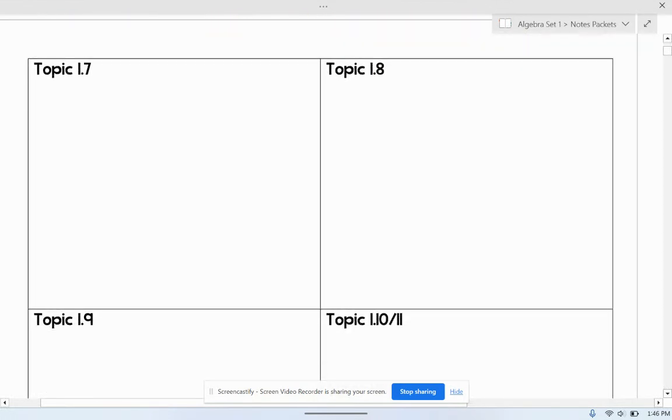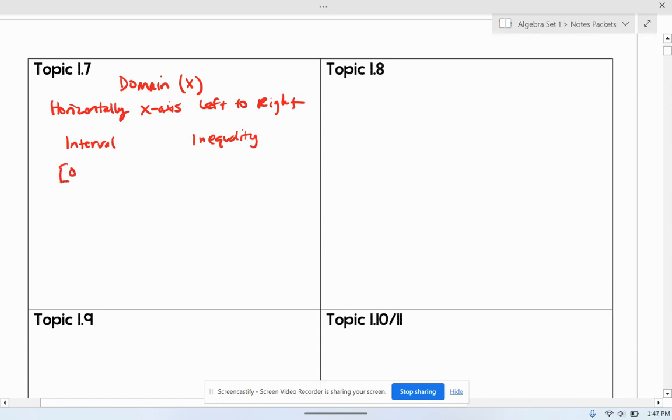Topic 1.7, domain. Domain is all x values in the function. You can find them by reading horizontally along the x-axis from left to right. Okay, you can either write it as an interval or an inequality. For example, let's say you had something like this. That would be from 0 to 4, including both items. Your inequality would look like this.